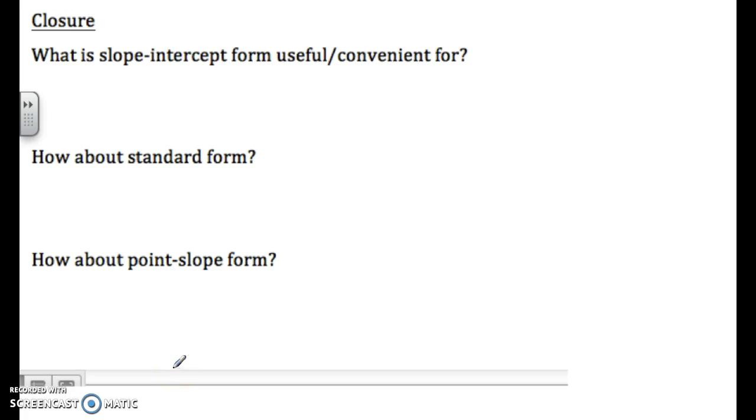So let's talk about when the slope-intercept form is going to be the most useful or convenient. I would say turn the recording off and try to answer these on your own and then come back and check. So I would say the slope-intercept form is most useful when you're graphing, right? Because it's very easy to just find your y-intercept, your slope, and graph.